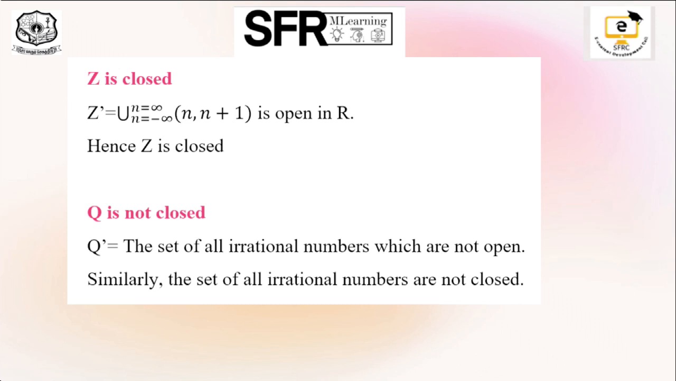Next we pass on to the set of all rational numbers, which is not closed because its complement is the set of all irrational numbers, which is not open. Therefore, we conclude that the set of all rational numbers Q is not closed in R, and the set of all irrational numbers is also not closed.